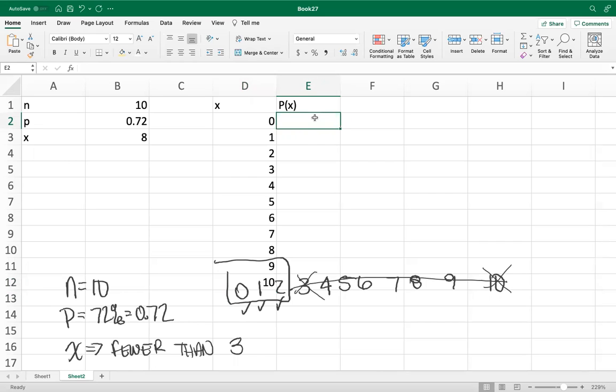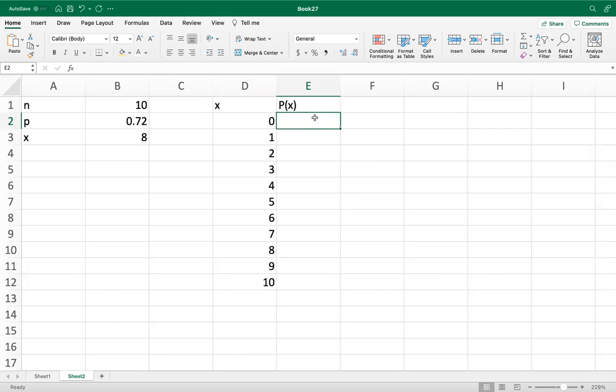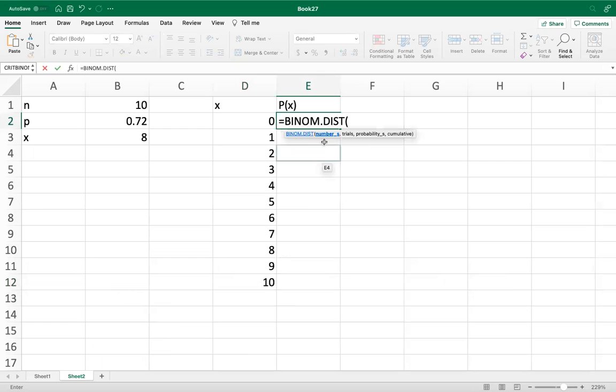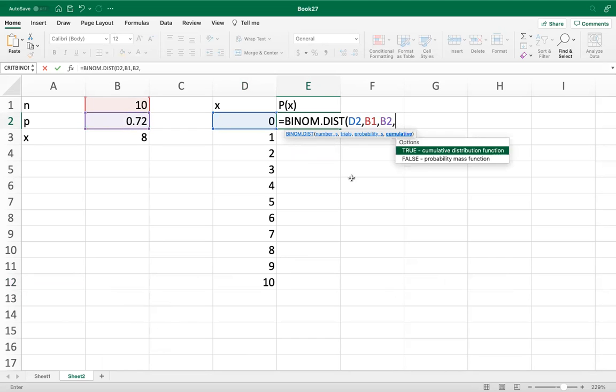So let's clear this out just so we can see what we're doing. So equal to binomial distribution. So number of successes, we want 0 successes. Number of trials, we want 10. Probability of success, and for right now, cumulative, we'll put false because we want to find all of these probabilities here.